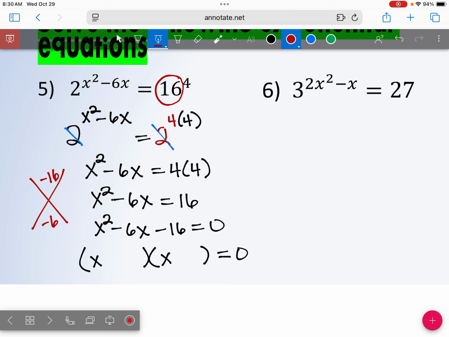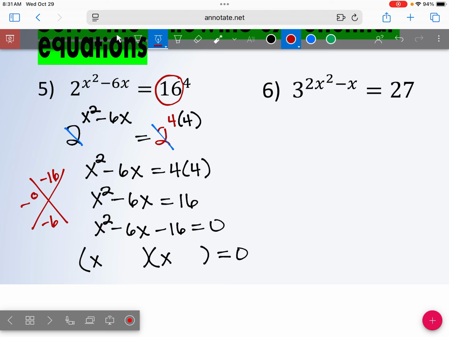Again, my brain is like 62%. Anybody want to take a guess on what the numbers are that multiply just this?